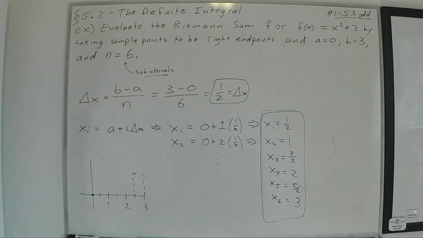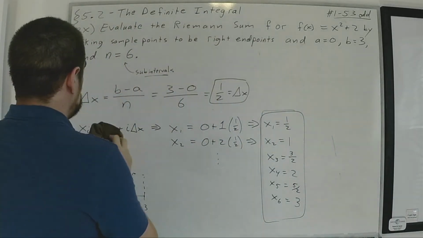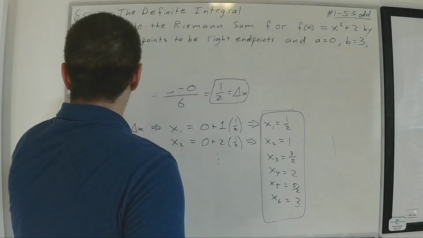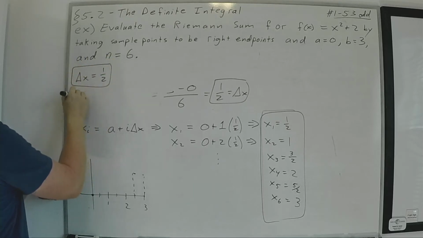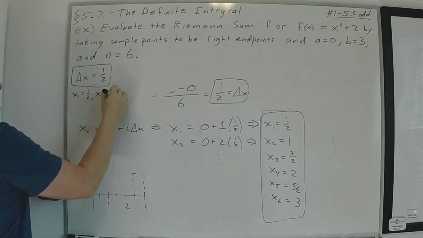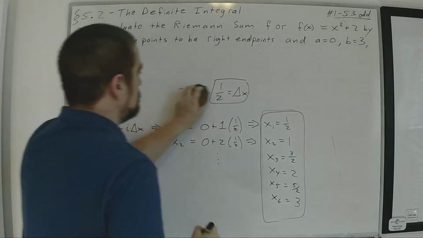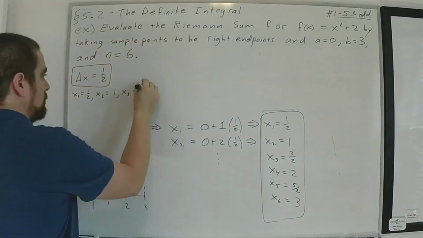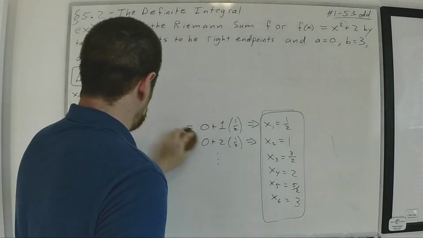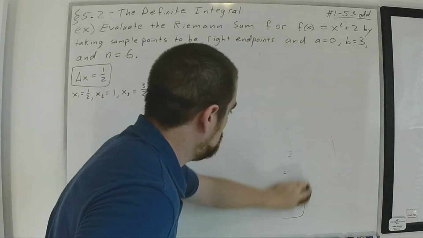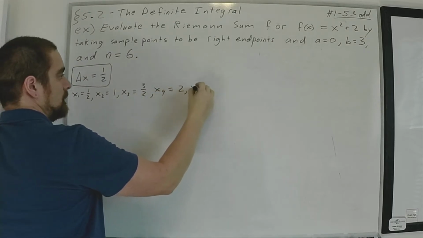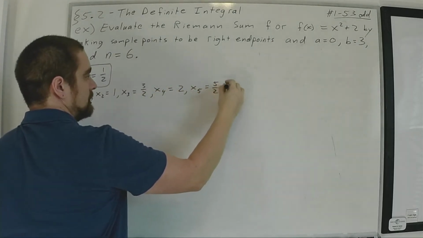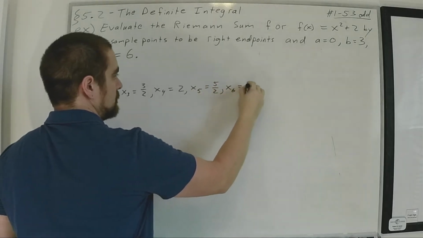So I'm going to save some space here by rewriting delta x for us, and then rewriting x1, x2, x3. So I'm just going to give us some space for the problem. It's 3/2. x4 is 2, x5 was 5/2, and last but not least, x6 was 3.